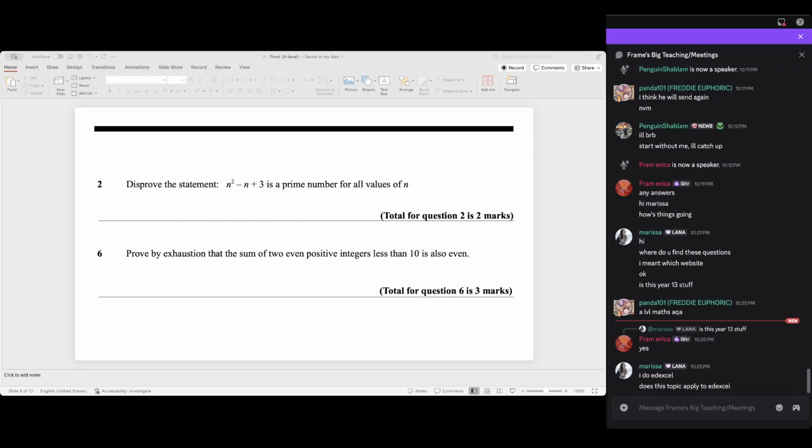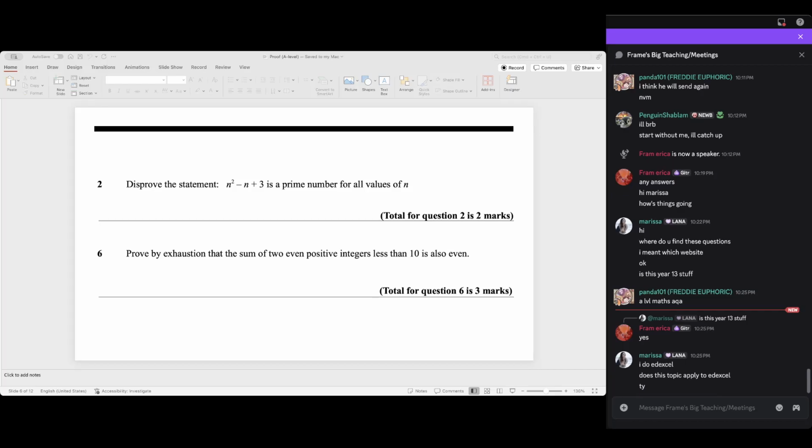Also, to answer your question, Marissa, the topic applies at Excel. You can look at the specification of the proofs and you will see that they're all four major proofs: exhaustion, deduction, counterexample, and contradiction.